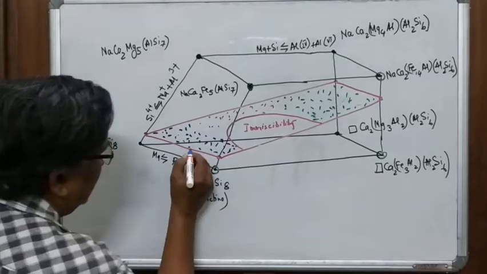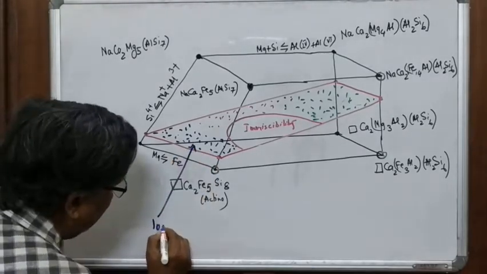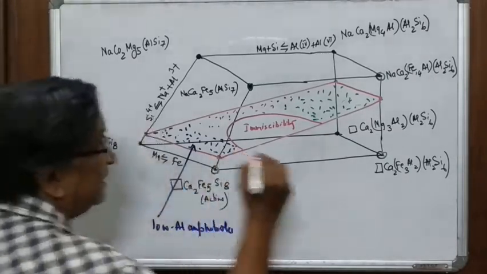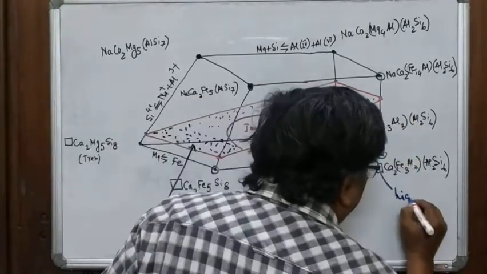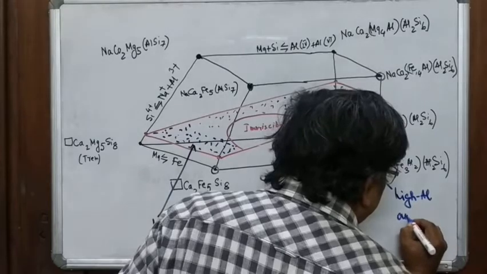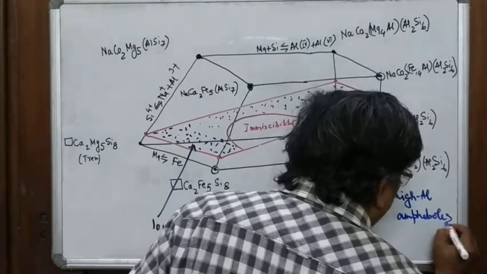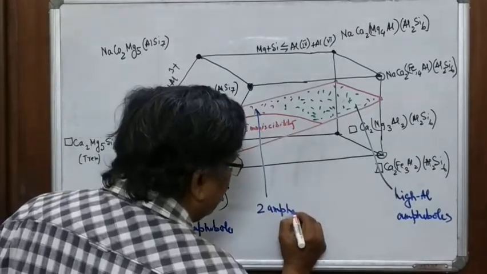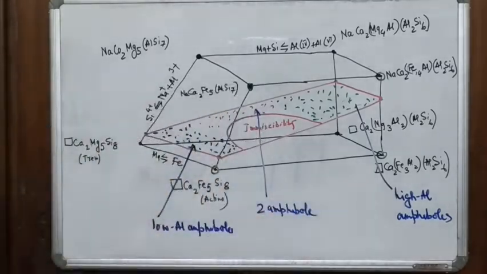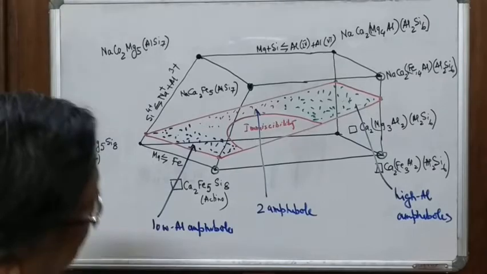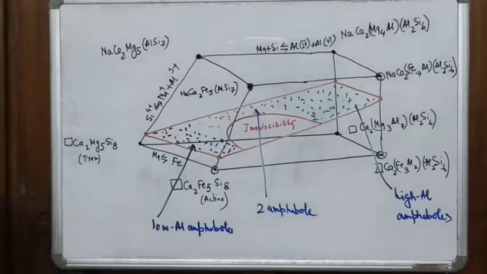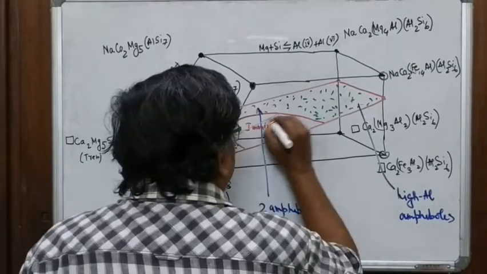This is here, you can see, low aluminium amphiboles. This is high aluminium amphiboles. And this is where you have two amphibole assemblages. Remember, we are talking of clinoamphiboles only. So you have high aluminium amphiboles. You have two amphibole systems here. Why two amphiboles? Because the miscibility gap is like this.